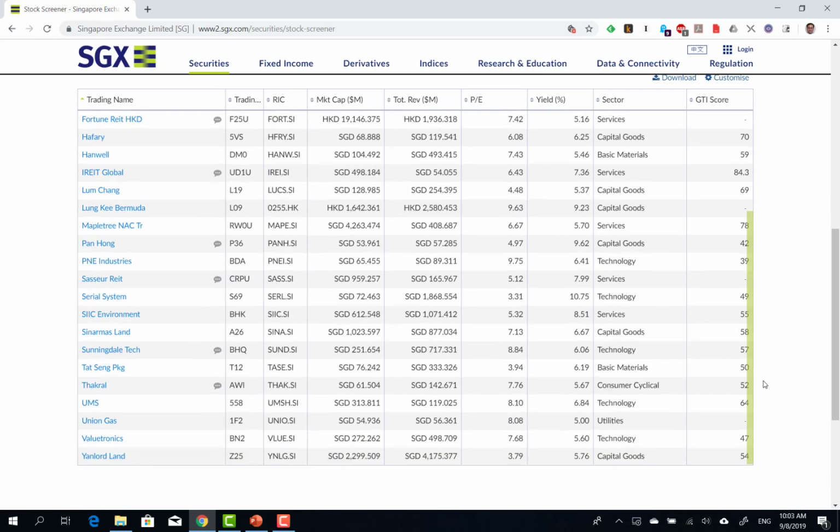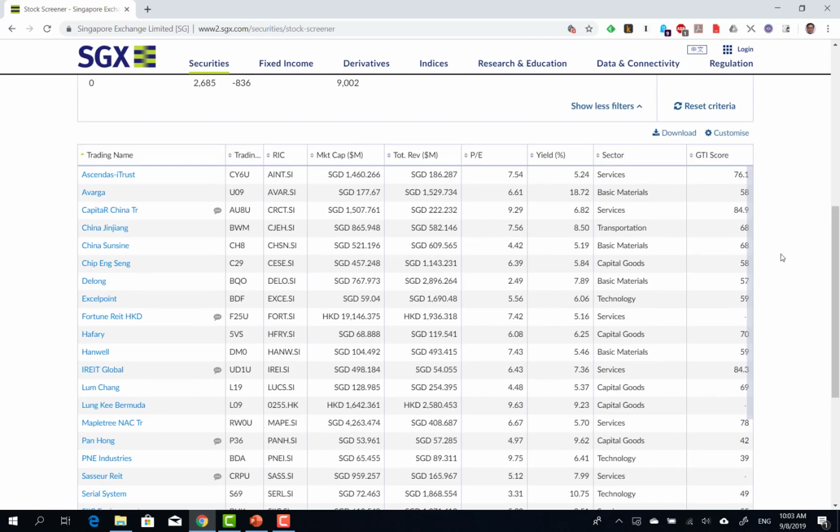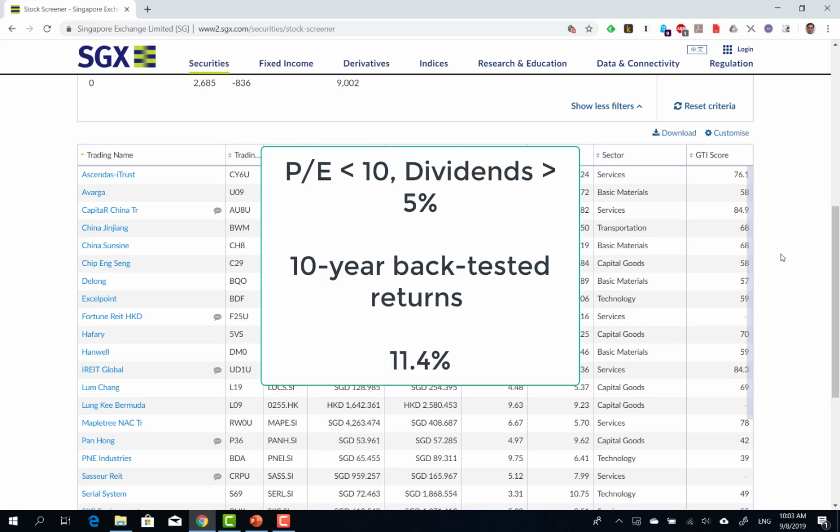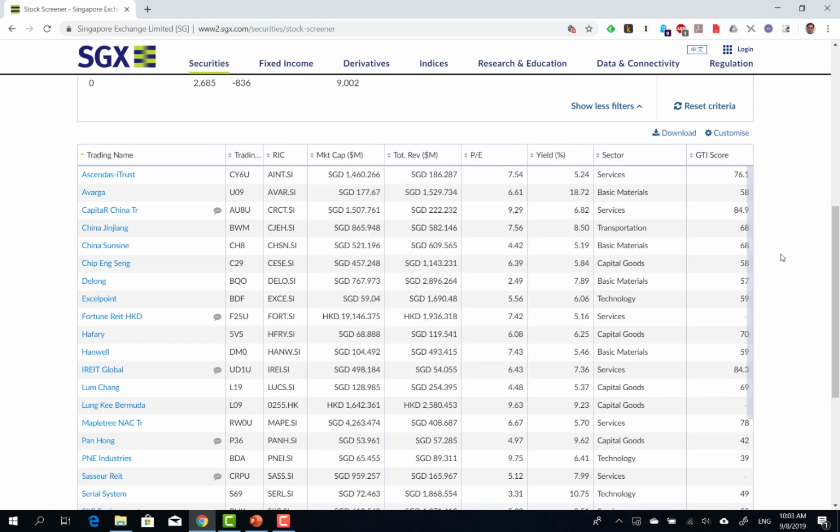And basically, that's it. Now, if you had been able to invest in stocks with a PE of less than 10 and dividends greater than 5 for the past 10 years, you would have gotten a fairly decent return of 11.4%. All right, so we've concluded this demonstration on the stock screener. Thank you very much.